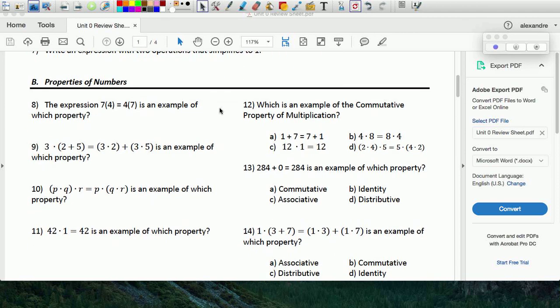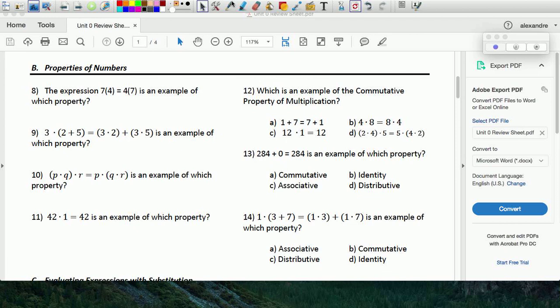43 to go. 8. The expression 7 times 4 and 4 times 7, example of what property? Well, that one is the commutative property. Commutative property of what? Multiplication. Commutative property of multiplication. Okay, sorry about the handwriting.